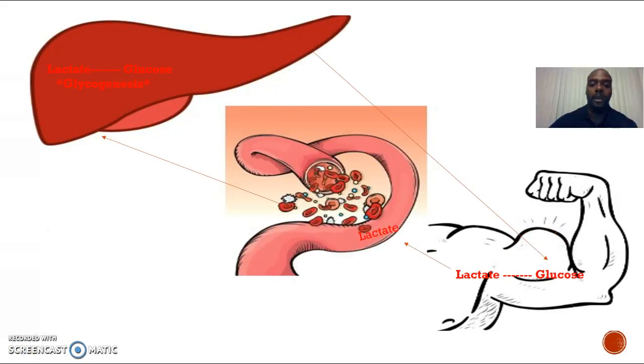So here's the diagram that I drew up. Down here you see the muscle where we've got glucose turning into lactate, lactate going into the bloodstream, and then from the bloodstream it goes into the liver, where that lactate through gluconeogenesis becomes glucose, which is then sent back through the bloodstream to the muscle.